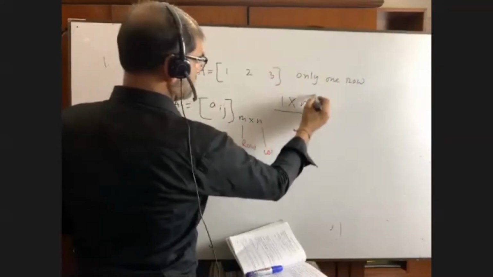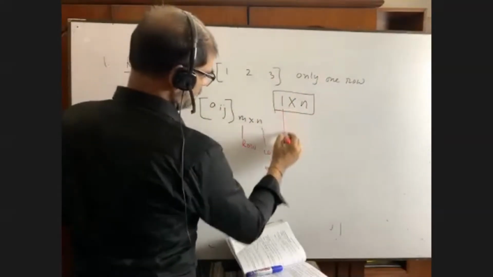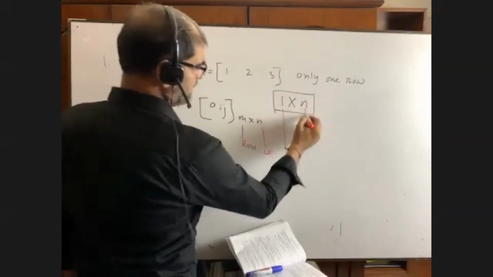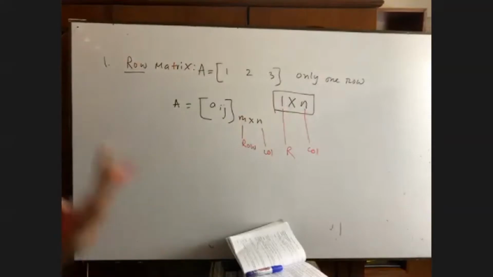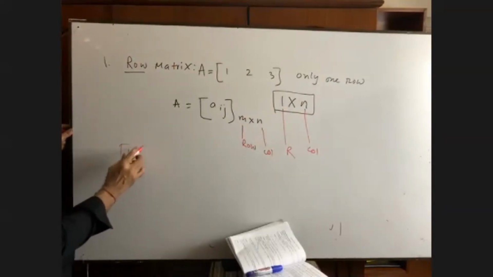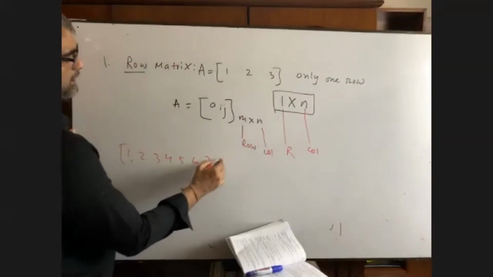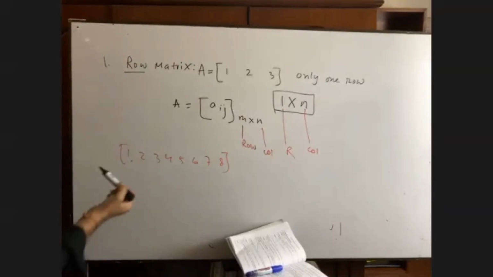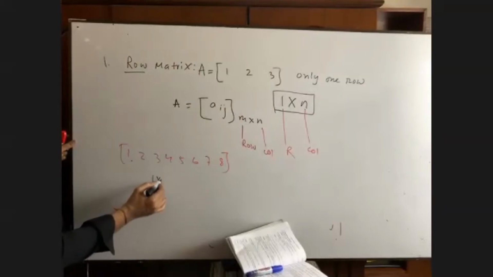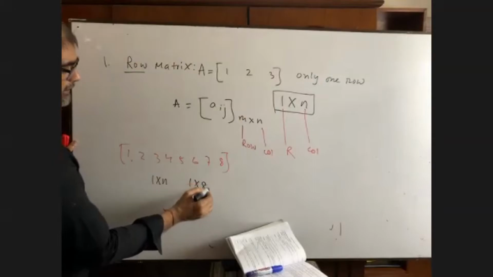This is called a row matrix. That is, the number of rows is 1, and we don't know how many columns are there. Infinite number of columns. Another row matrix can be given, suppose 1, 2, 3, 4, 5, 6, 7, 8. This is also a row matrix. Here it is to be indicated in this way, 1 into n. Though I know n here, we know n equals 8.